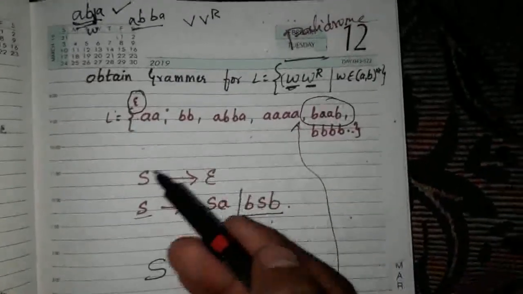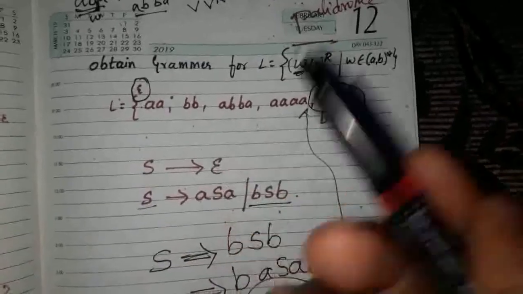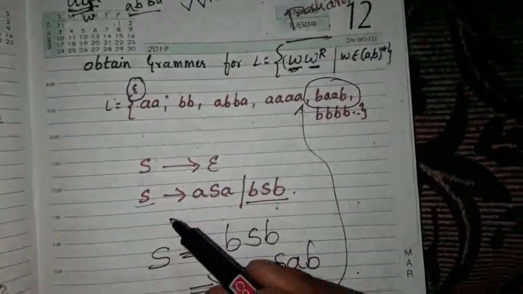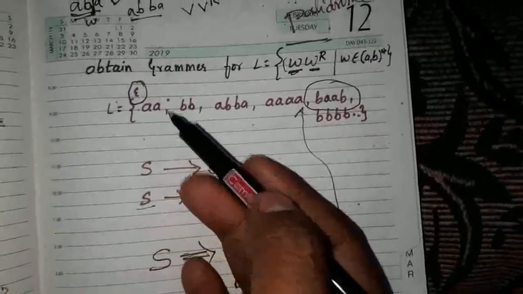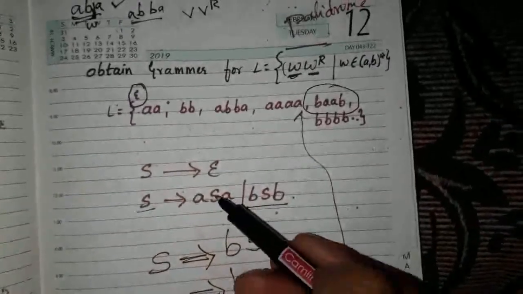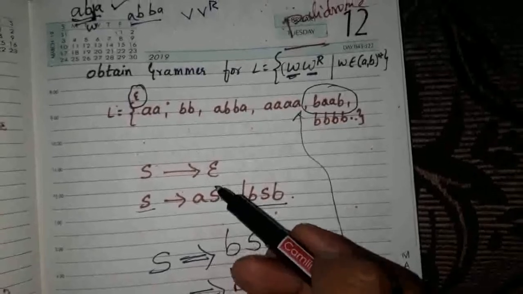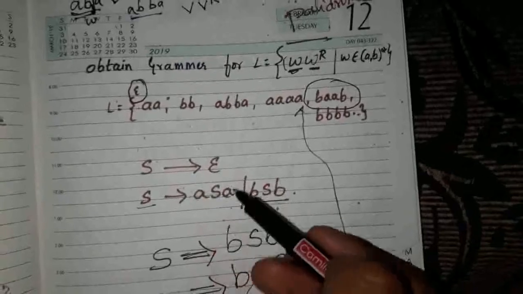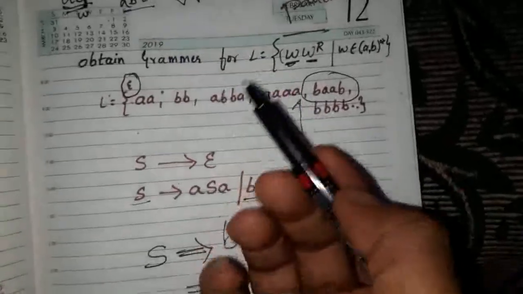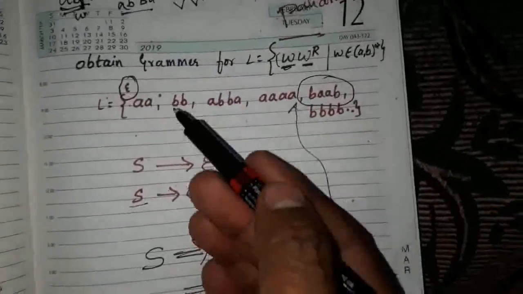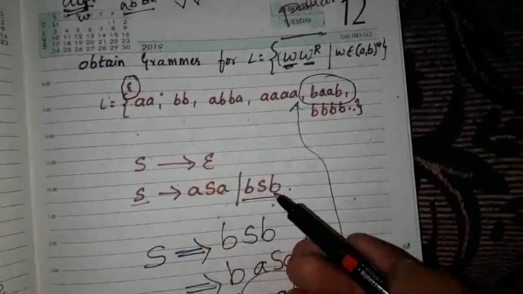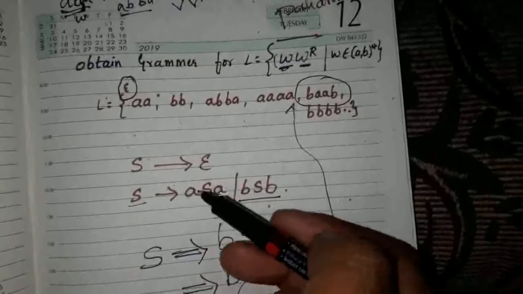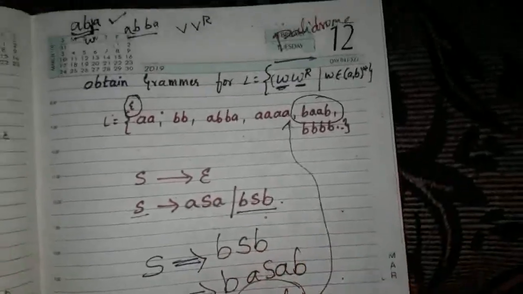So the grammar or the productions can be written like this: S tends to epsilon for the first case. What is the second case? Starting with A, ending with A, with any number of A's or B's in between. Using this production, I can get B, or using the same production, I can get A. Similarly, it can start with B and end with B. So I have S tends to B S B, where S can be used for adding A's, or it can be used for adding B's.